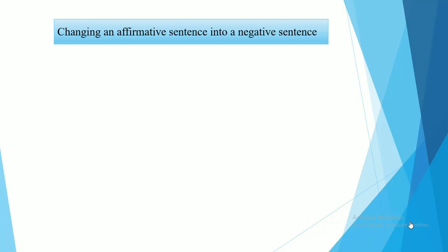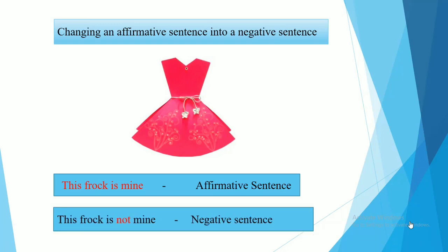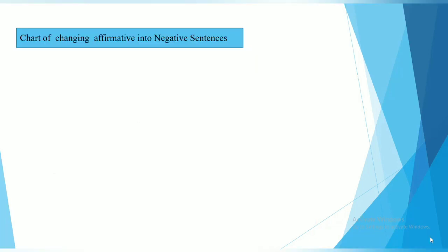Now let's see how to change an affirmative sentence into a negative sentence. This frog is mine. This is an affirmative sentence. This frog is not mine. This is a negative sentence. Here we add the not for the negative sentence. Here is a chart of changing affirmative into negative sentences.